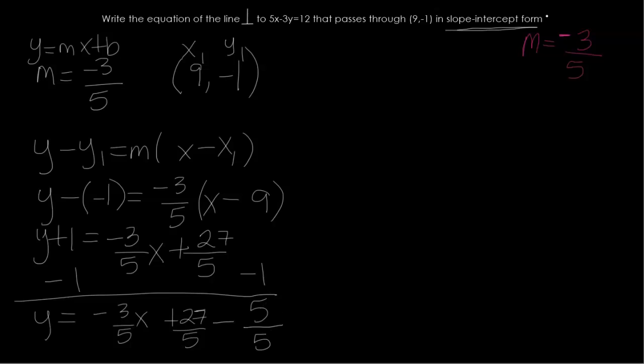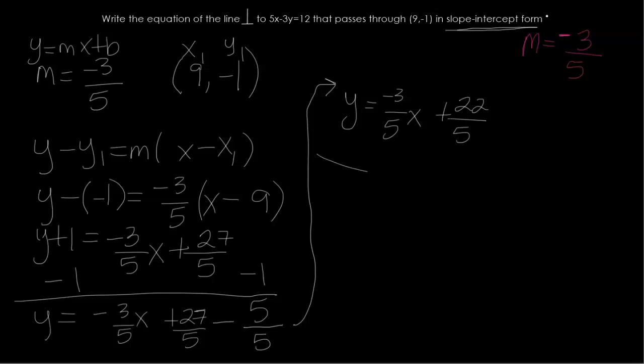So let's rewrite it. Now let's continue this up here. So y would equal negative 3/5 x plus 27/5 minus 5/5. 27 minus 5 is what? Plus 22/5. And that, ladies and gentlemen, is the answer. Here is the equation of the line that is perpendicular to this line, 5x minus 3y equals 12. It passes through the point (9, -1), and it is in slope-intercept form. Okay, thanks, and we'll see you next time.